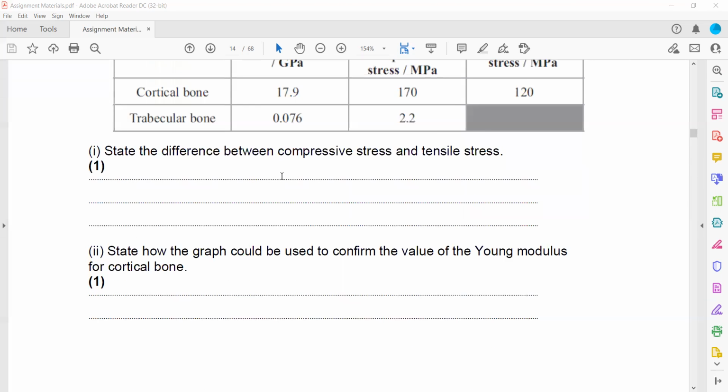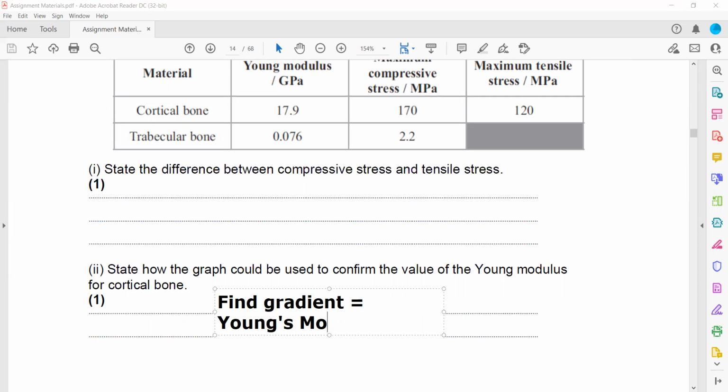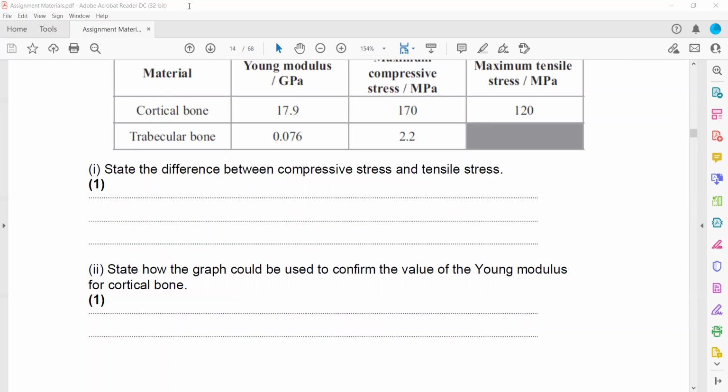State how the graph would be used to confirm the value of the Young's modulus for cortical bone. So what we can do, we can find the gradient, and that gradient will be the Young's modulus. Young's modulus means how much stress is needed to produce a small strain, or the ratio of stress and strain. So you will mention, find the gradient, and the gradient will give us the Young's modulus.